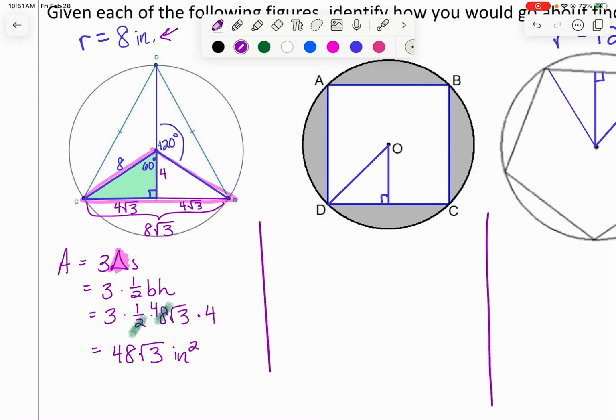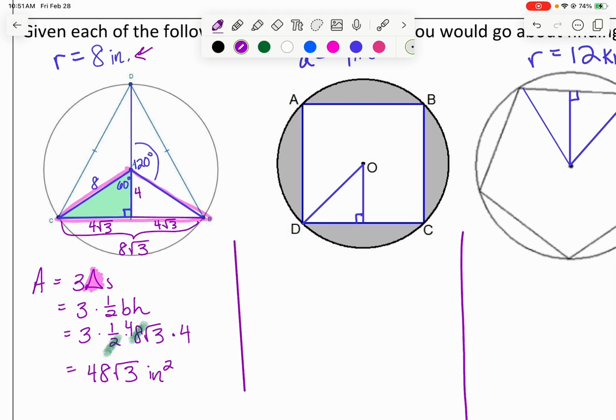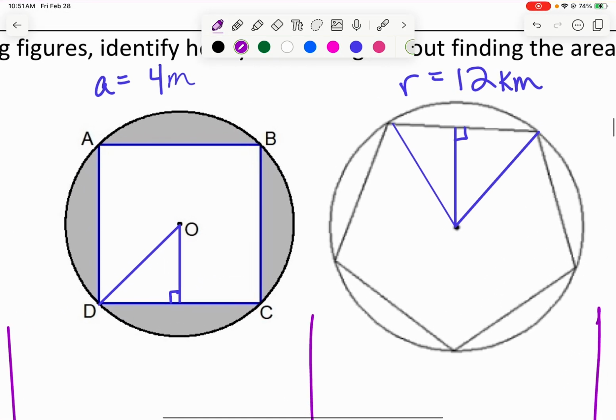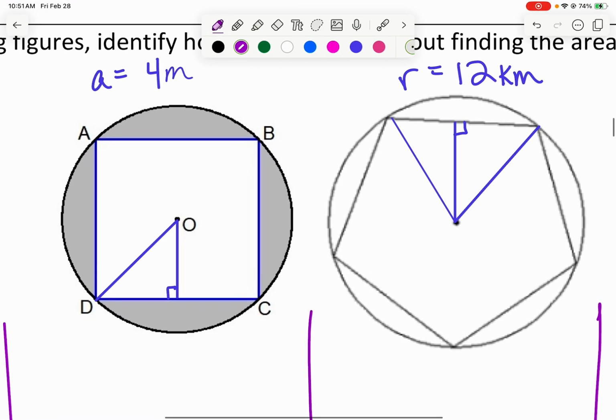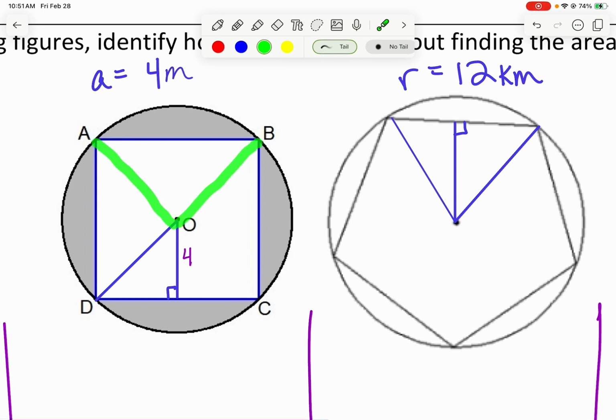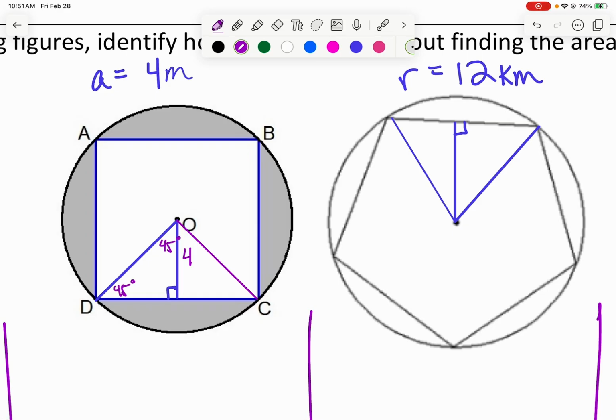So now let's go ahead and look at the square that is inscribed. So now we're looking at this one. We're given A, the apothem is 4. So this is 4. So now let's fill in the rest of the information. So we know that the central angle of a square is a right angle. So that means if I were to draw in my other half of this triangle, then half of 90 is 45, giving us a 45, 45, 90 triangle.